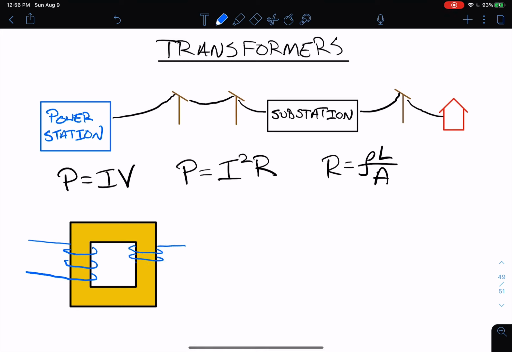Now, I want to mention, I said it's a block of iron, but the important thing is that it's a magnetic material. And that's why they choose iron, because iron is an excellent magnetic material. So you've wound these wires. Now, why are we winding the wires around? Why do we want them wound around the iron?